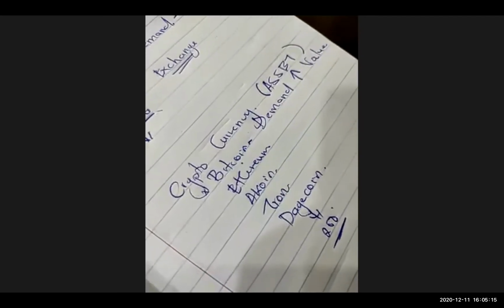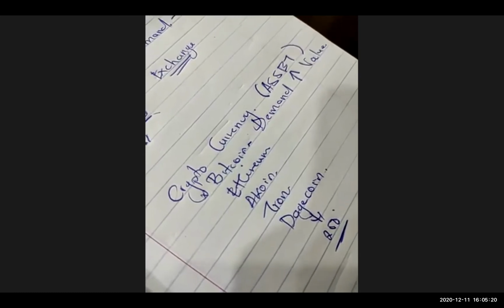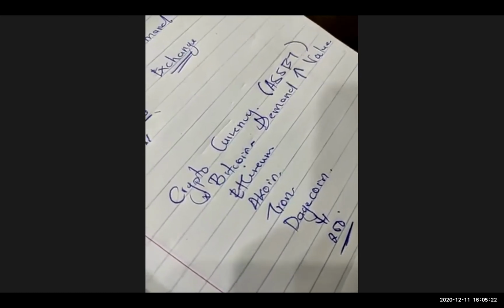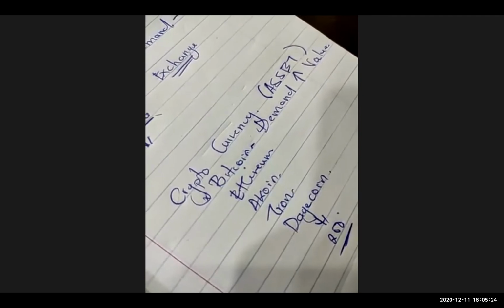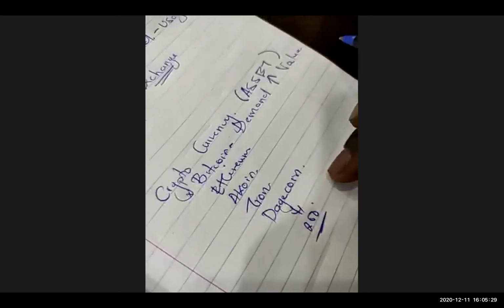Okay? And as an asset, of course, you're going to agree with me that because it's an asset, it gains value. All right? Just like buying land, you let it stay for a few years, then it's going to appreciate in value. So that is the beauty about cryptocurrency.